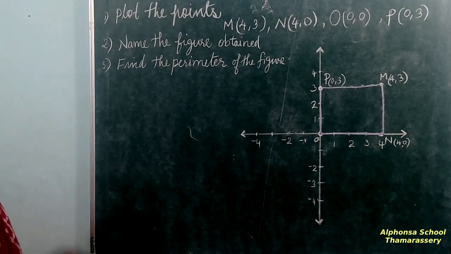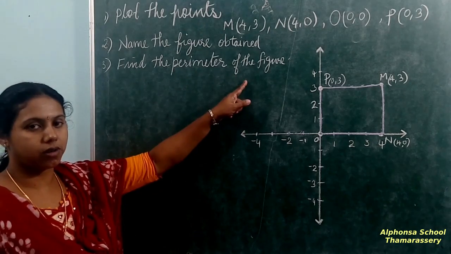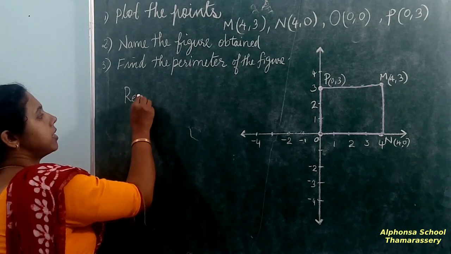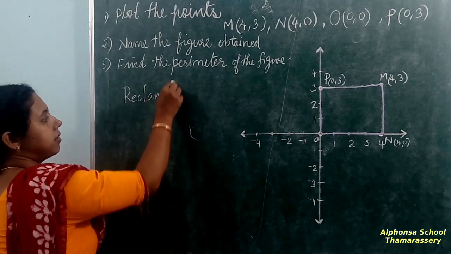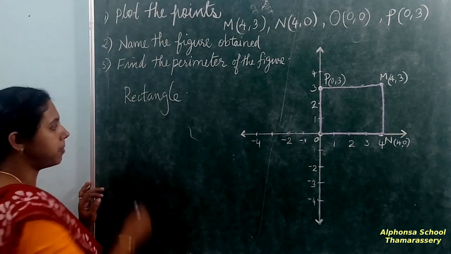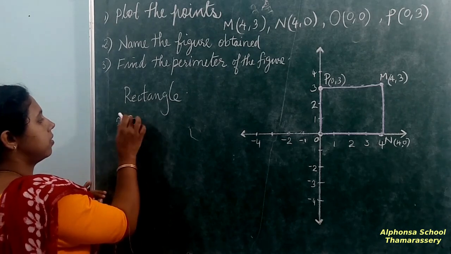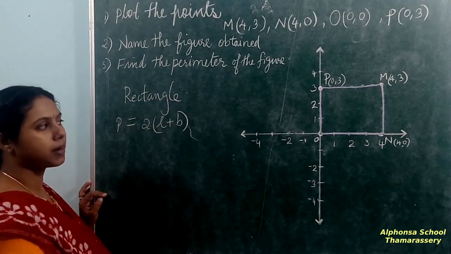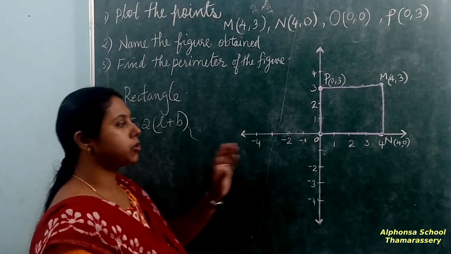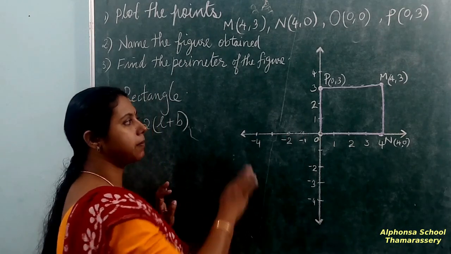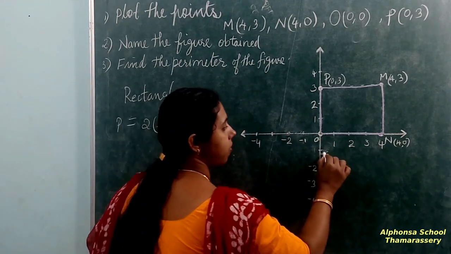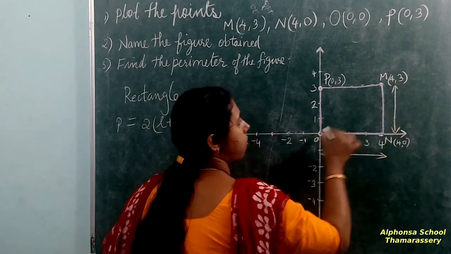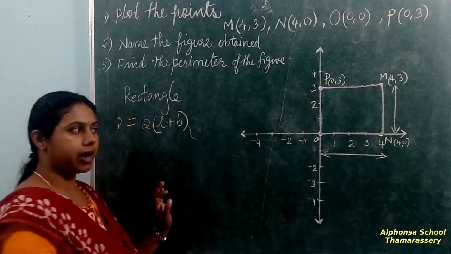The third question is to find the perimeter of the figure obtained. Here the figure we got is a rectangle. What is the perimeter of this rectangle? We know that the perimeter of a rectangle is equal to 2 into (L plus B), 2 into (length plus breadth). First, we want to know the length and breadth of this rectangle. ON is the length, and MN or OP is the breadth.